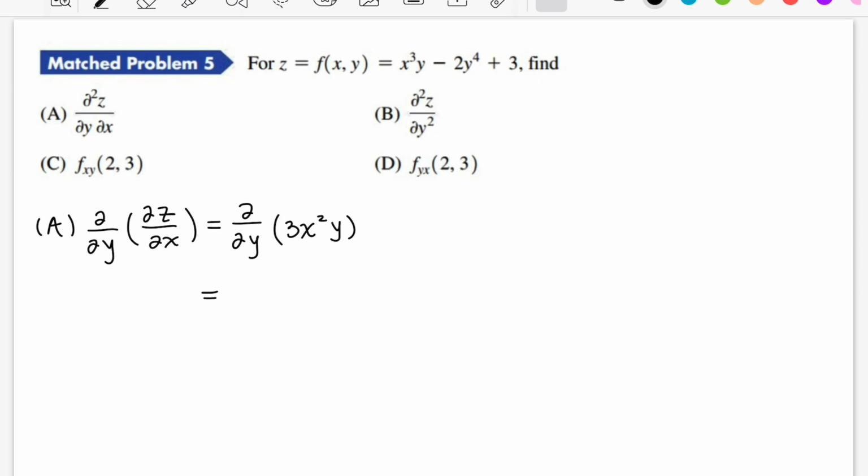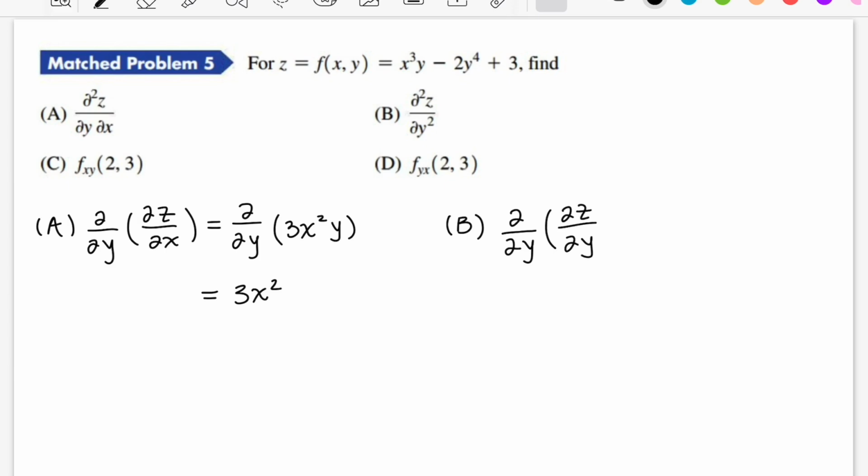Now we want to take the partial derivative of this guy with respect to y. And in this case, what we're going to do here is treat x as our constant. So this means this guy is just going to be equal to x squared. Similarly, let's look at b here. We want to take the partial derivative of this with respect to y twice.